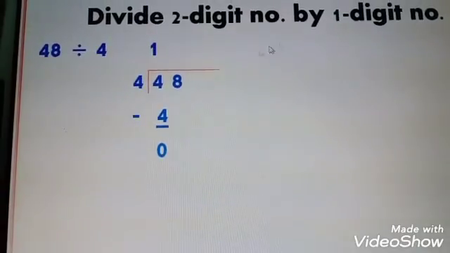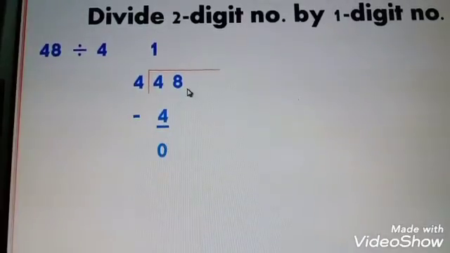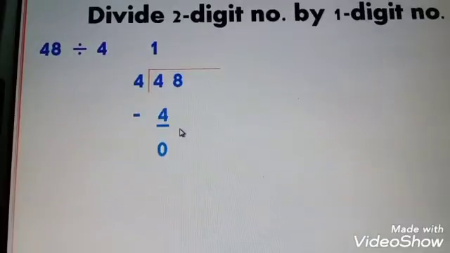In the table of 4, 4 comes how many times? 4, 1 are 4. So 1 we will write here. 4 will be written here. Then subtract, 4 minus 4 is 0. Then we will borrow 8 down, like this.